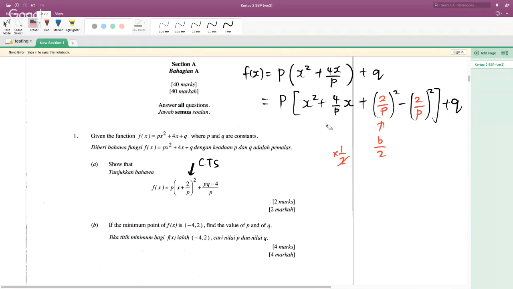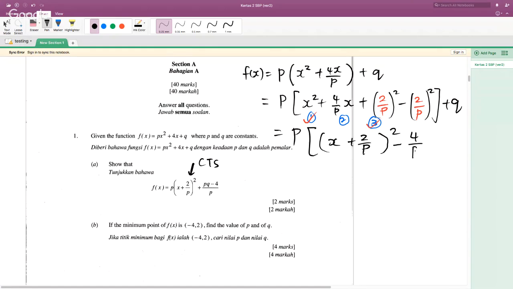After you have done this, the next step is to combine the first 3 terms, forming something bracket squared. When I say first 3 terms, I mean first, second and third term, but I will only take the first and third term without the square. So the first term is x, the third term is 2 over p. Then the fourth term, I will just write as negative 4 over p squared, and then it goes bracket plus q.